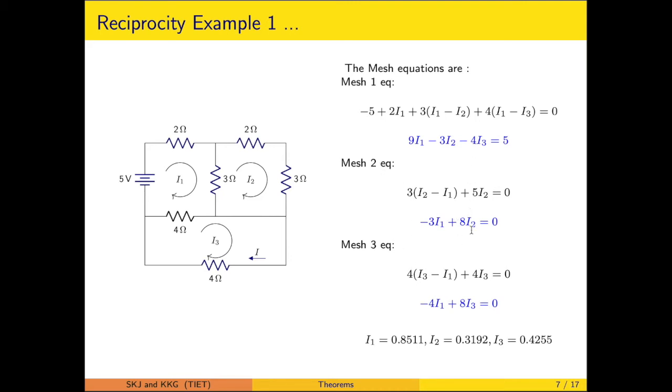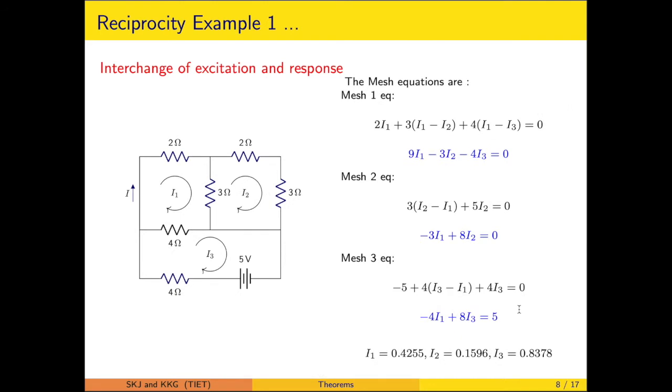Now the set of these three equations is solved by a standard method. You can make use of the elimination of variables, or you can go for the matrix inversion arrangements. The final values are coming out to be this. So with the 5 volt, the value of I3, which is the response I, is equal to 0.4255.